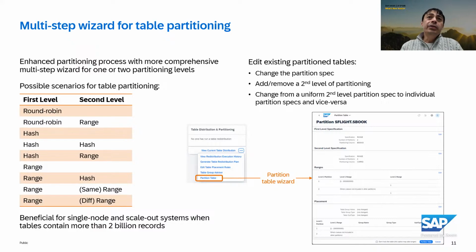Something else that you can do that is new in the Cockpit SPS 17 is that you can edit an existing partitioned table. So you can change the specification for the partition. If you have only a one level partition, you can add a second level partitioning, or remove it if you want. Or you can do a few other things as well from the existing partitioning.